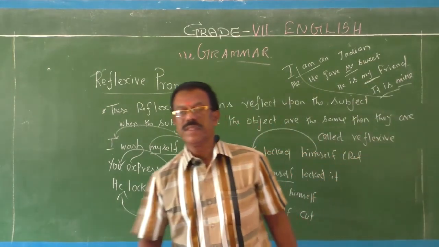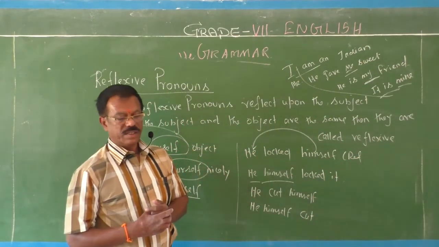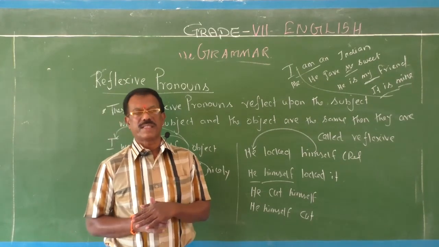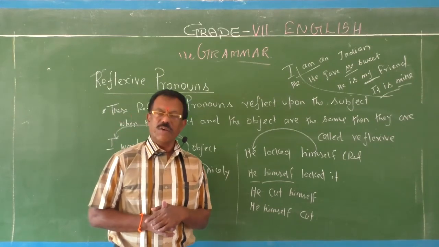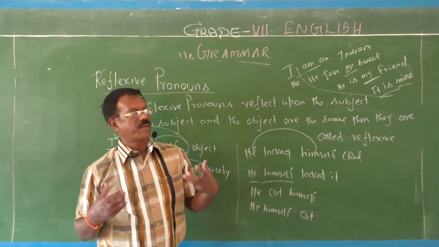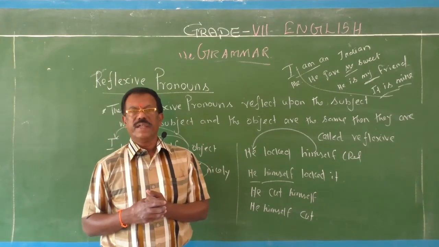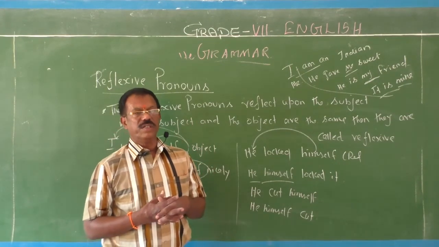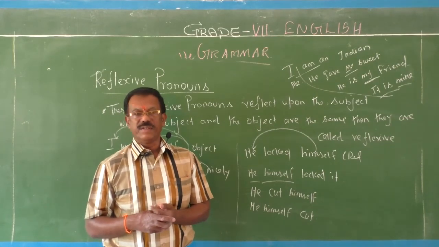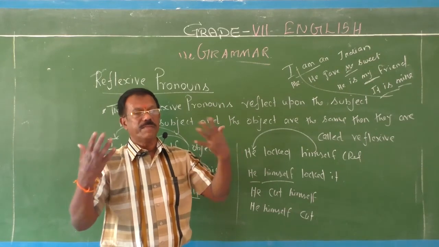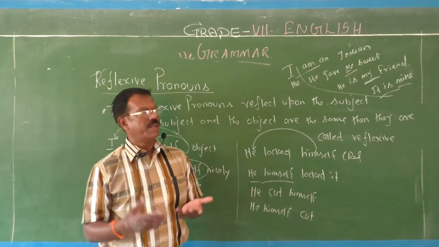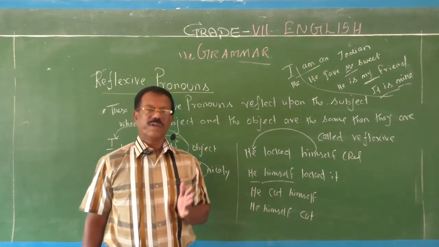In this way, you have to frame sentences of your own using various forms of personal pronouns. Okay, children, I hope you can do it. Easily you can do it. You can pick up sentences from your day-to-day life. What are all the things you are doing, where you are going, whom you are meeting every day. Keep all these persons in mind, and with the help of these things you can easily frame the sentences.